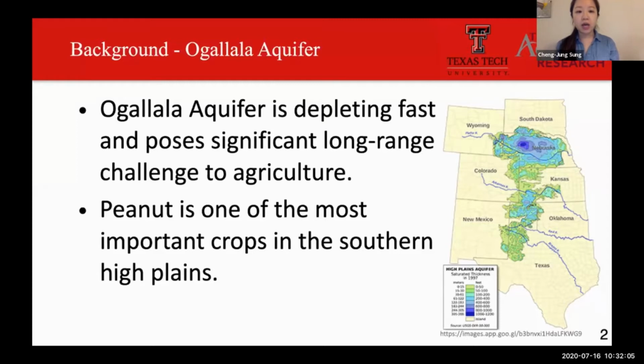So it becomes an interesting and also important topic to think about if we can develop some new peanut varieties that are tolerant to drought and still can make the local peanut growers profitable.